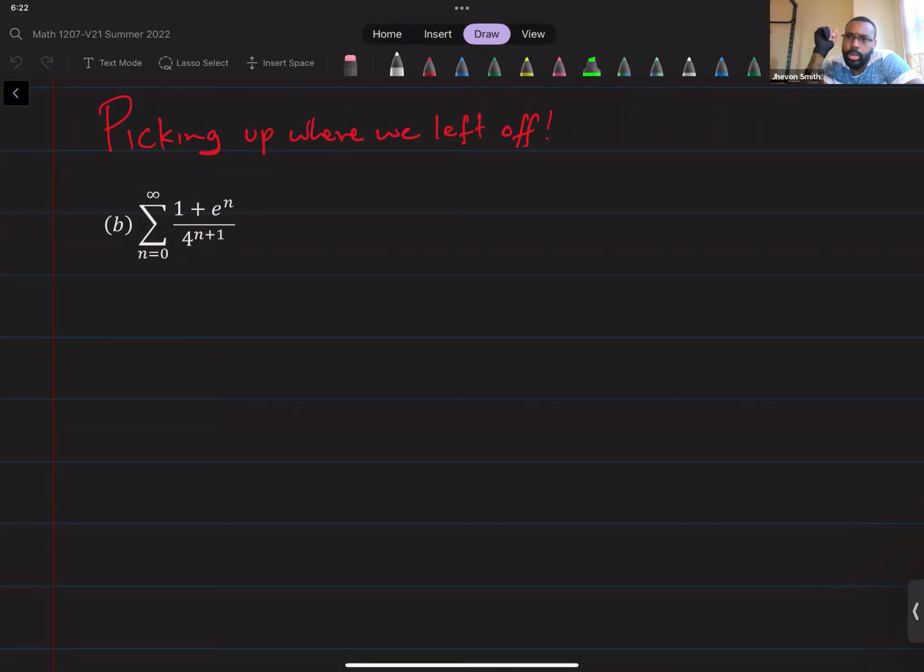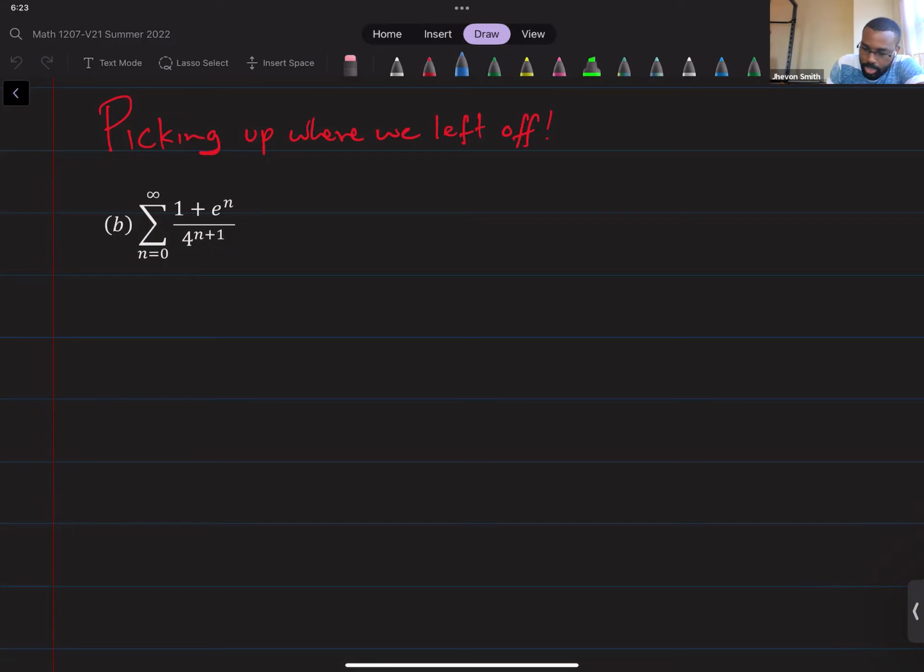So for example, here, this one, the series n goes from 0 to infinity of 1 plus e to the n divided by 4 to the n plus 1. So this is a series. And obviously, because we're talking about geometric series now, there's going to be a way to use geometric series here. So maybe you guys can tell me how you'd want to do that.